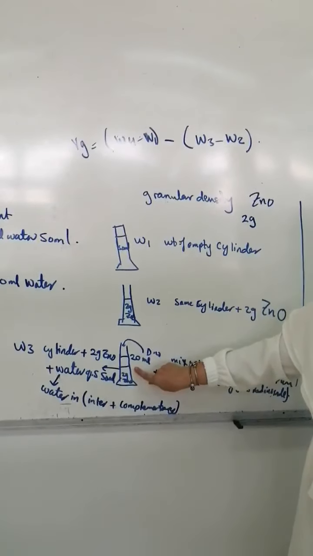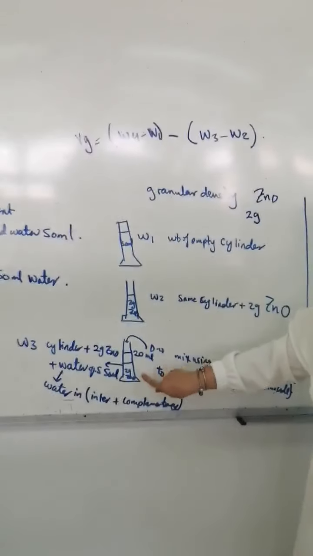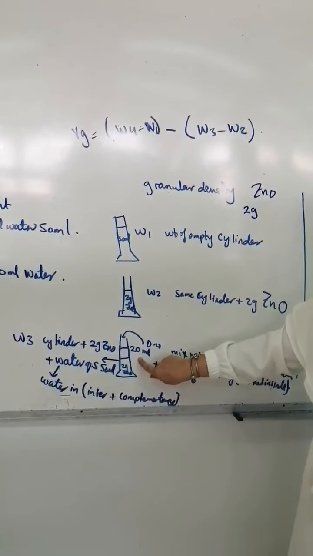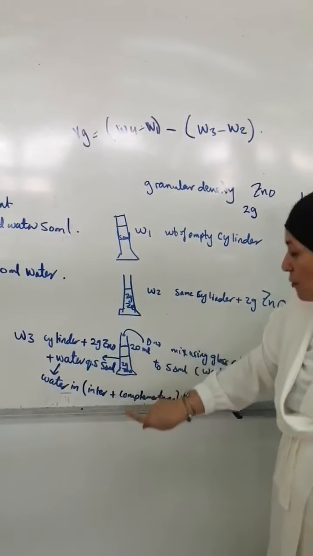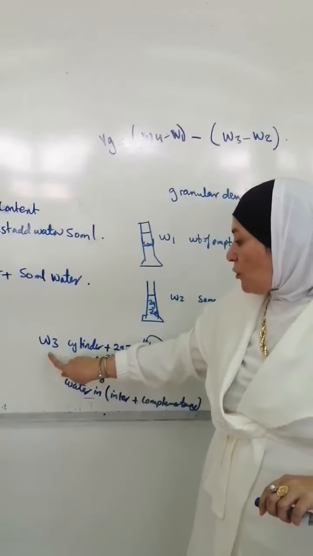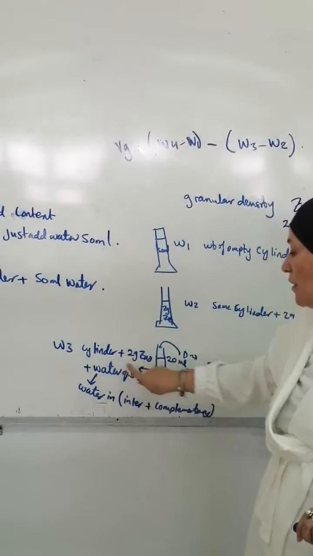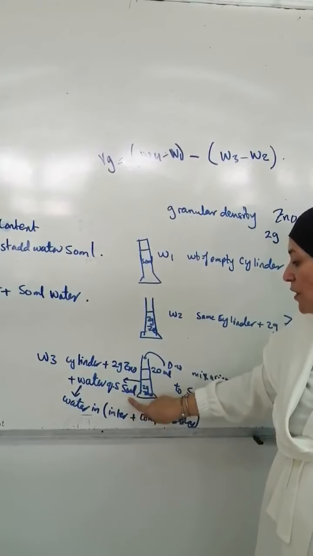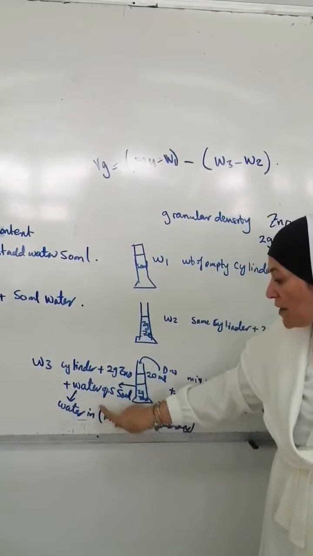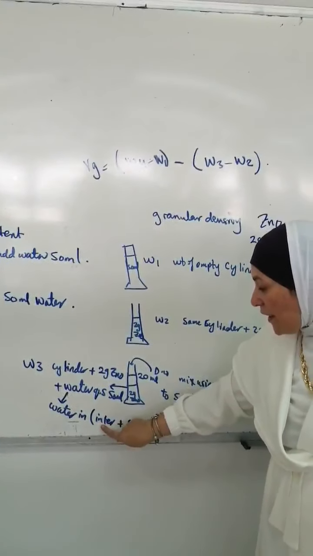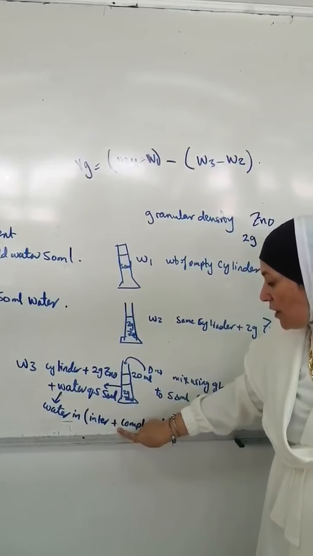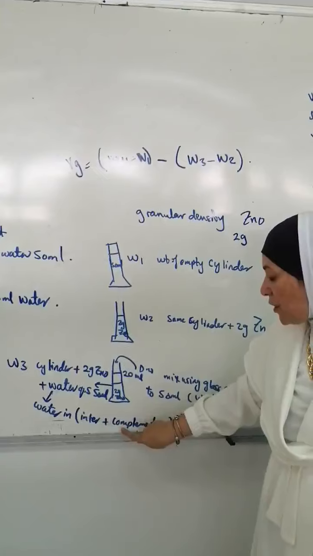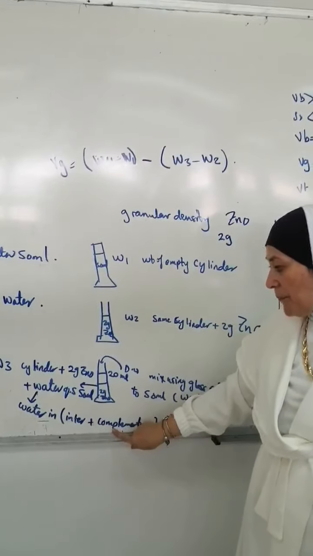Then the cylinder is completed to 50 ml as maximum. This step is followed by reweighing W3 of the same cylinder containing 2 grams of zinc oxide and water QS to 50 ml. The water weight is the water in the intervoidage and the volume complete to 50 ml.